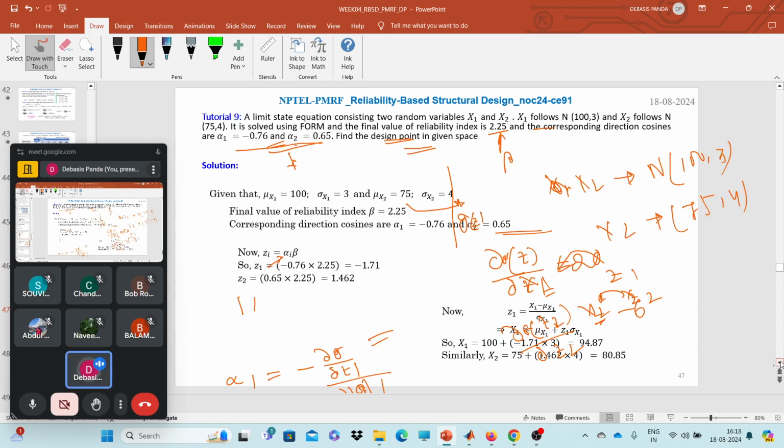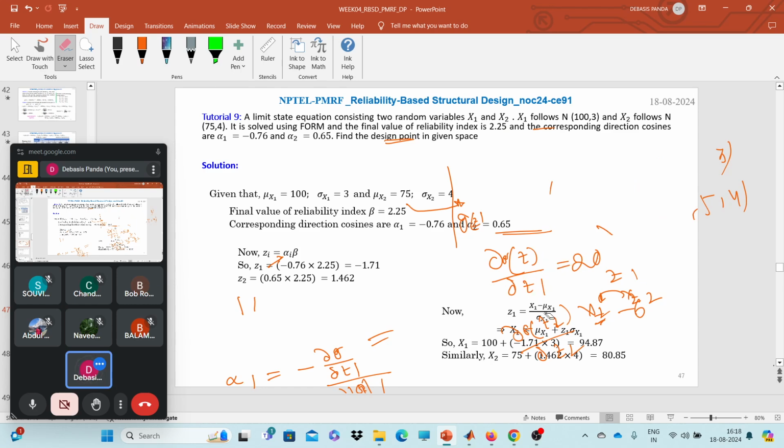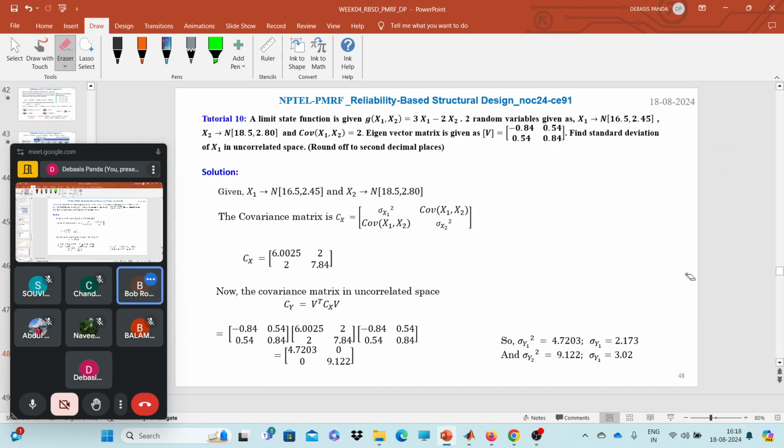Is it visible to you? Yes, it is. So you can easily solve this problem. Everything is given. You just need to convert your z into x space. You can check these values. Okay, this one is fine. So one more problem we will solve here.